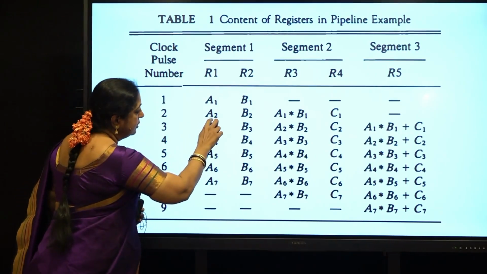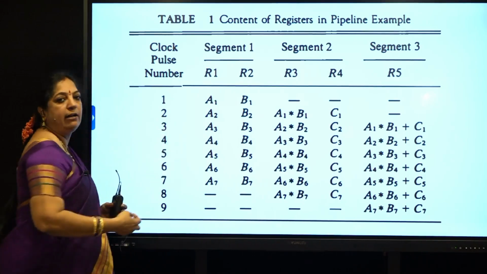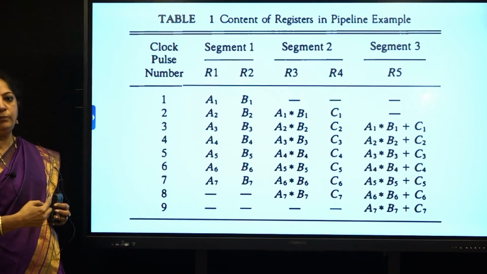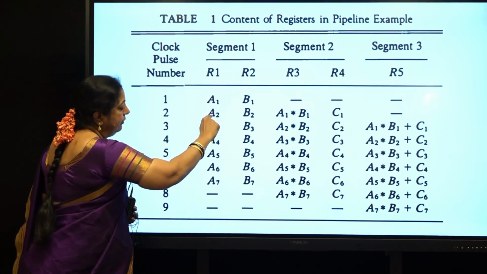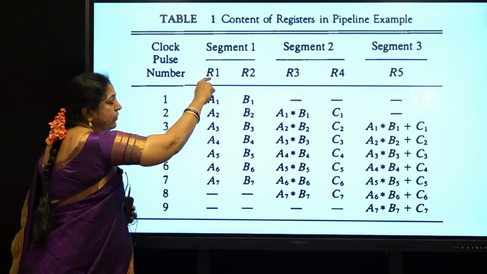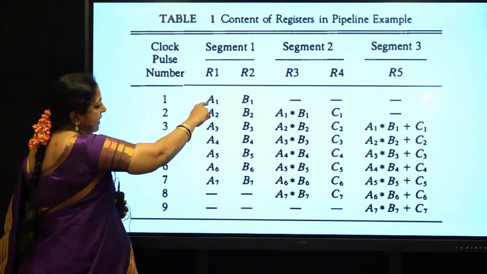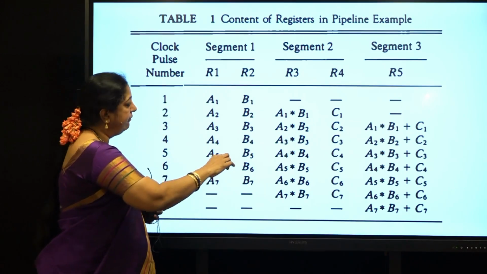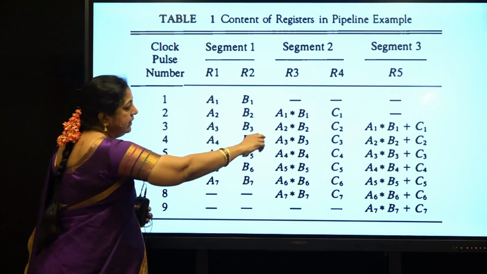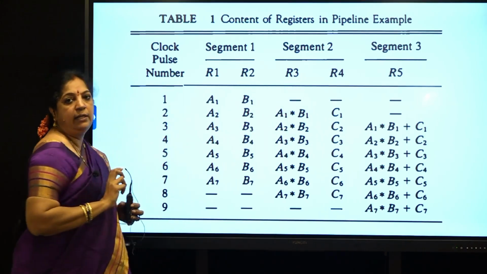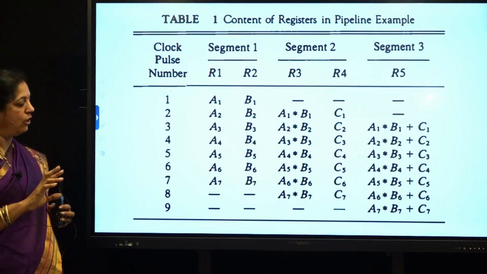What are those new values? A2 and B2 are loaded into R1 and R2. So in the second clock pulse, we are assigning the A2 value in R1 and the B2 value in R2, and we already have the previous A1 and B1. We are executing A1 into B1 and loading the C1 value into R4, and segment 3 we are not doing in the second clock pulse.